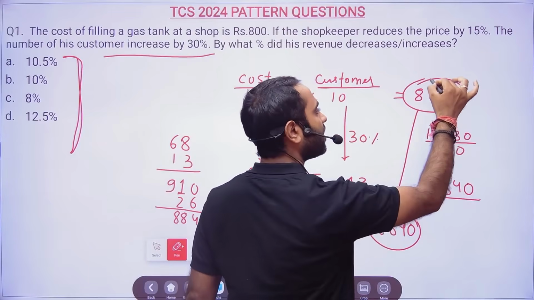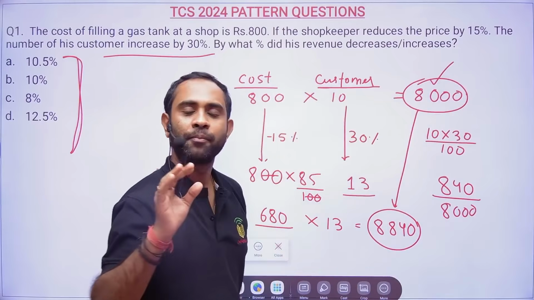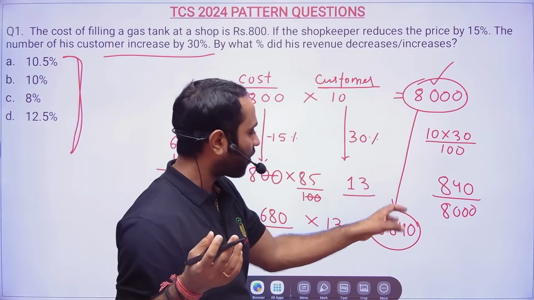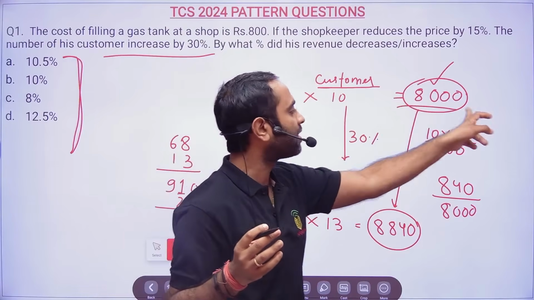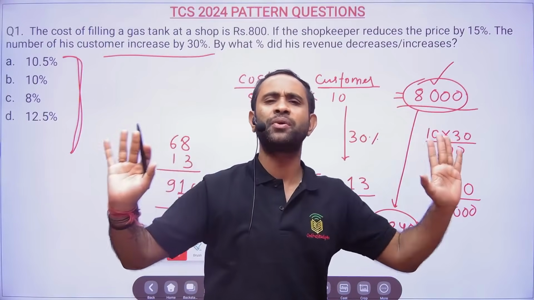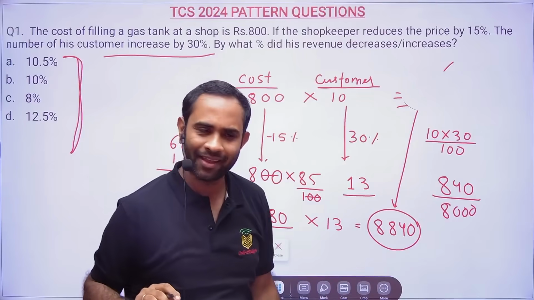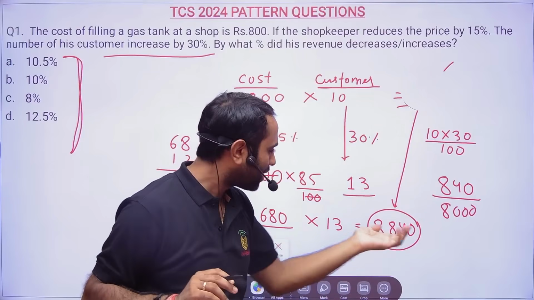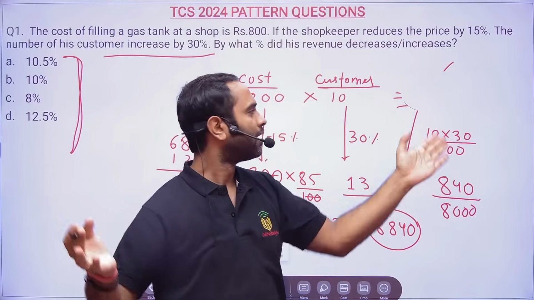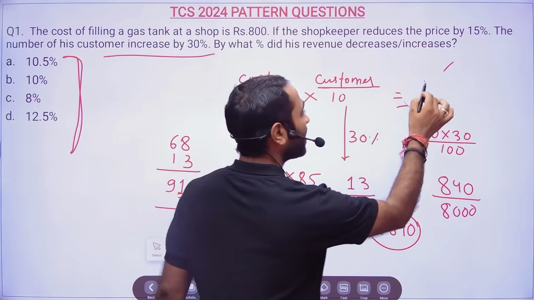On what value? If 8,000 was not there, we could not have calculated profit or loss, right? So 840 is the profit, and what is the base value from where it has increased? From 8,000. No need to get confused, my dear friends. If this 8,000 is not there, can you calculate profit or loss? No. If this value is not there, you will not even come to know that there is a profit or loss. So it's very simple.